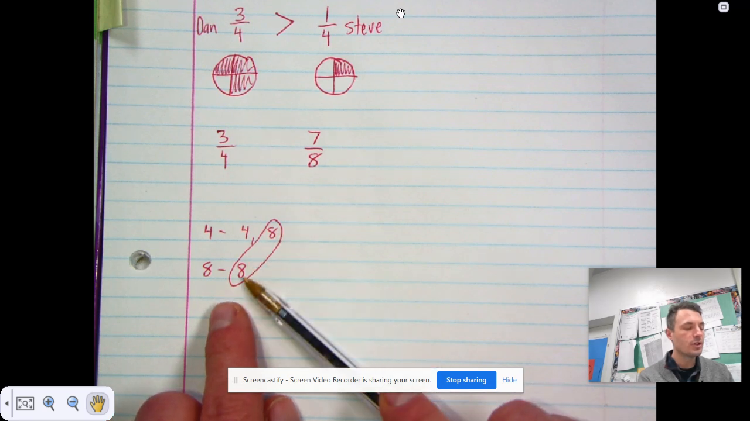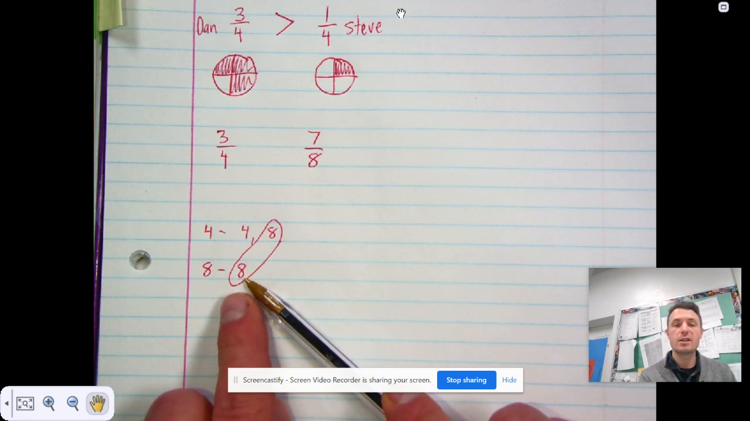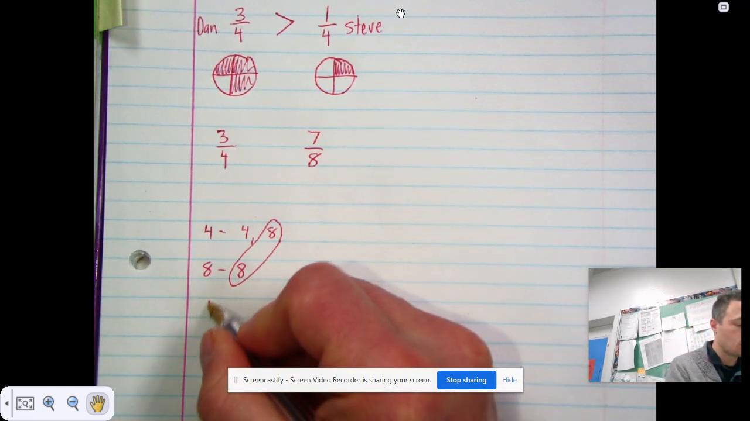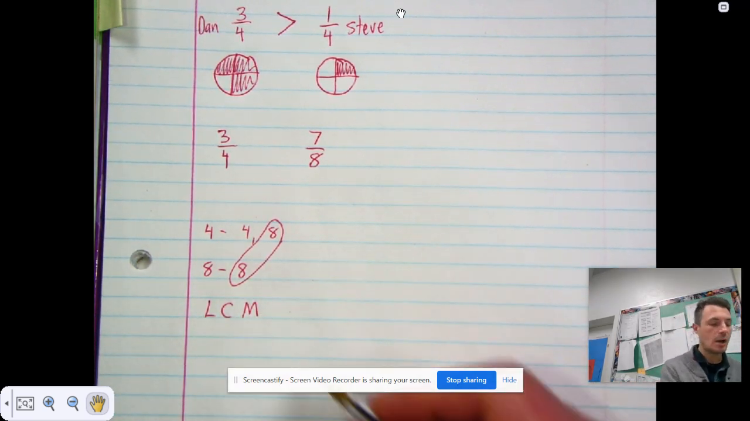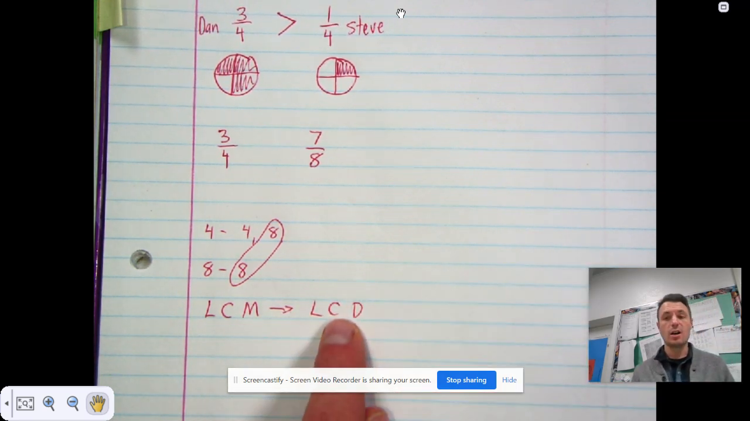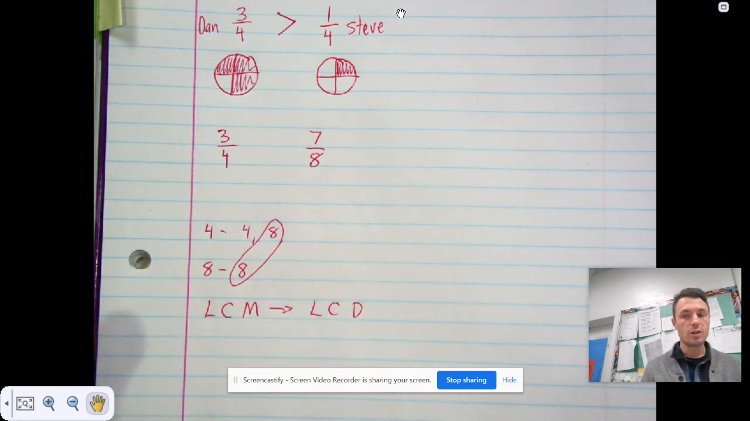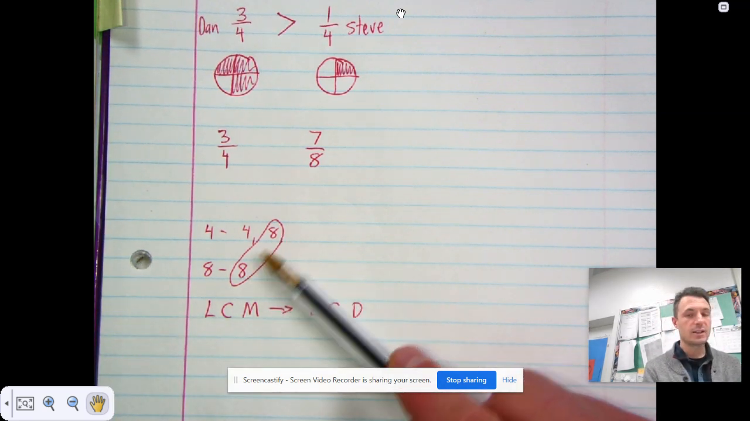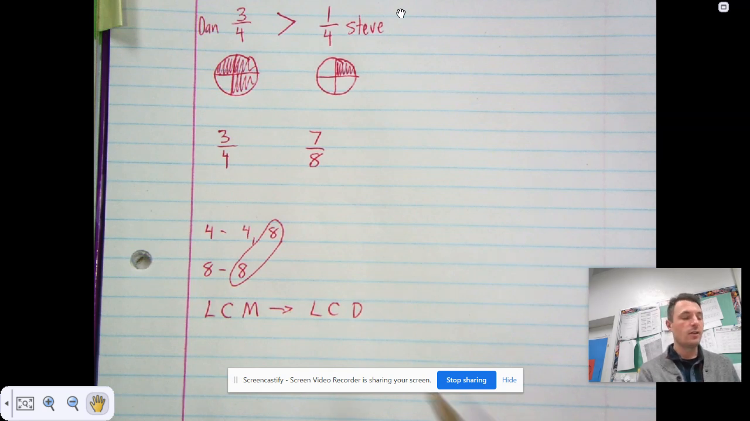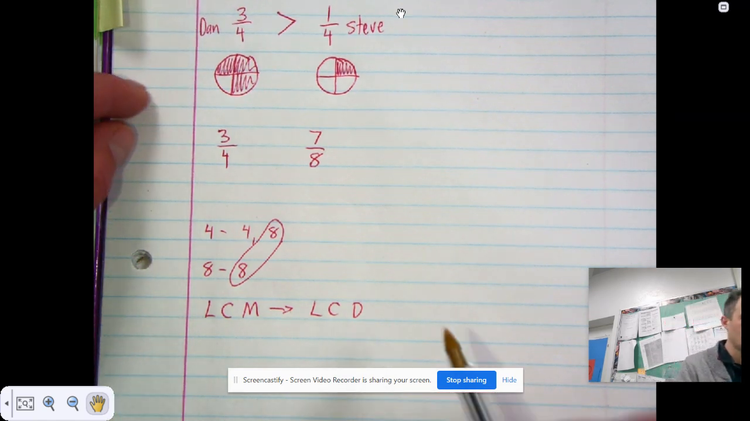And the way you use a least common multiple to compare fractions is by using the least common multiple as the least common denominator. So you use the LCM, least common multiple, as the LCD, least common denominator. So you change both denominators to have 8, the LCM, as the denominator. You change both fractions so that the LCM is now the LCD, the least common denominator. How do we do that?